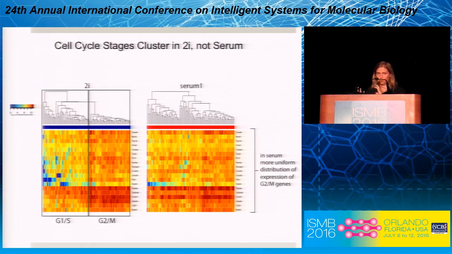So obviously if the cells are quiescent, then these genes simply won't be expressed. But if they're fast proliferating, then you will expect a sharp expression and a high expression.